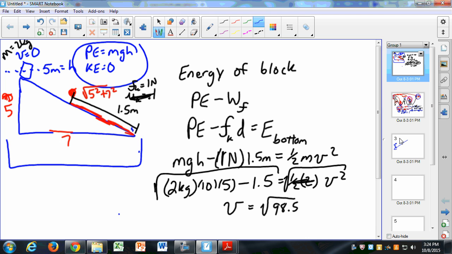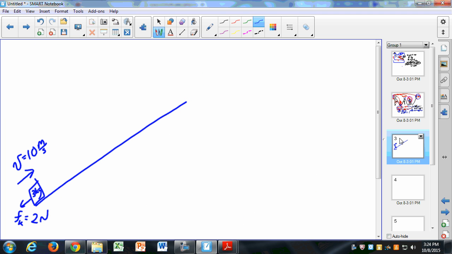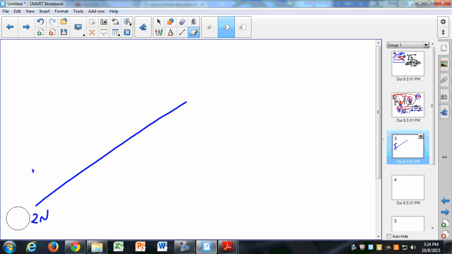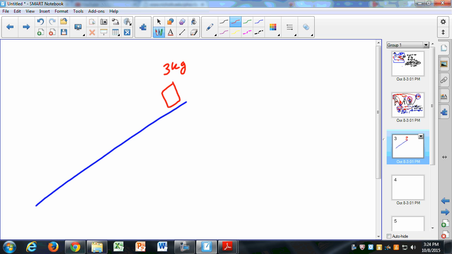Okay, let me see if I can come up with something. It's going to be pretty similar, but let's say that I have this object. Instead of starting at the bottom, it starts at the top. It has a mass of, say, 3 kilograms. Let's say that the initial height is 10 meters. And I just want to know the velocity when it gets to the bottom. But I'm going to say that there's a friction on the inclined plane. That frictional force is 2 newtons, Fk.